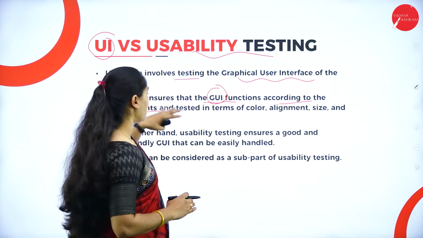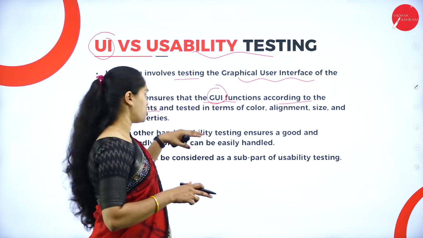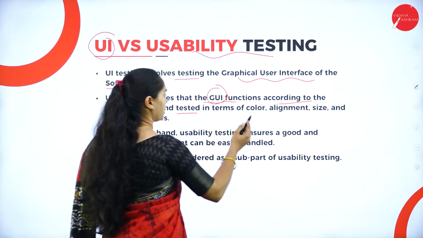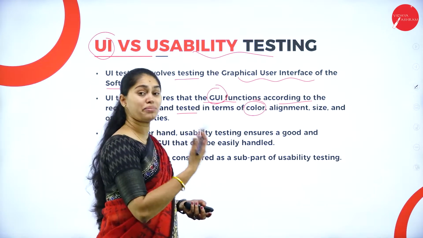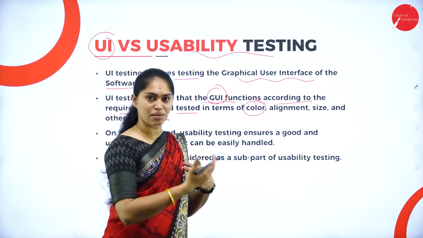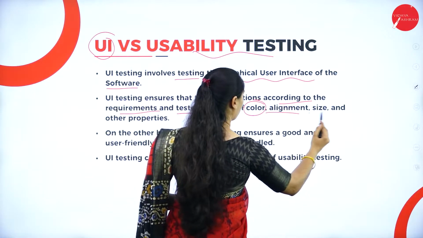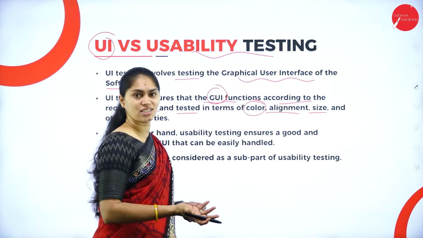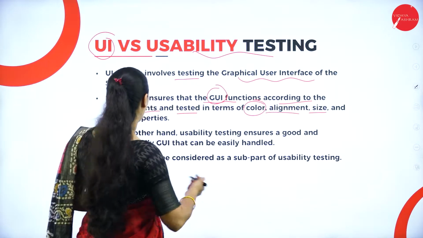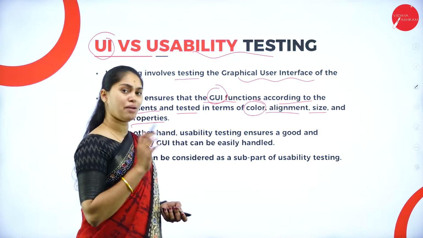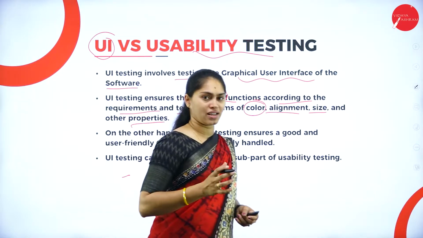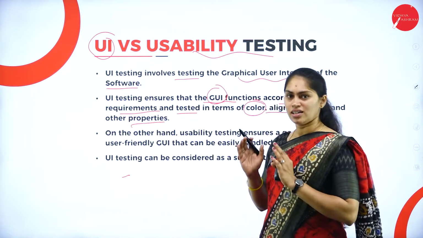So based on that, we test the functionality of that GUI, and we also test in terms of color. If it is a bright color or a light color, is it compatible with the eye condition? That is what we are checking here, and also the alignment and size of text, images, videos, audios, and other properties. Based on that, we are checking the UI, that is UI or GUI testing.